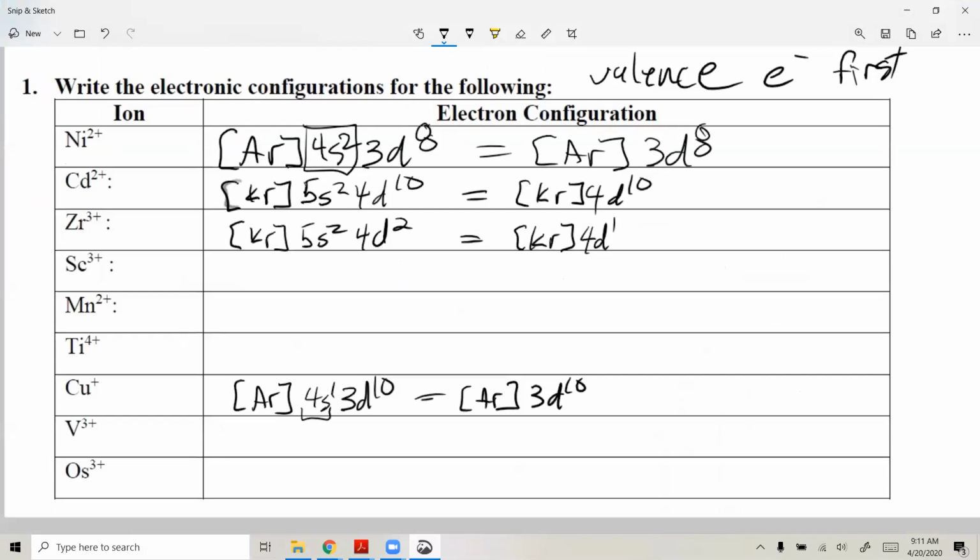So when we're filling the rest of these in, our scandium really just ends up looking like argon. Manganese ends up looking like argon, but it's got 1, 2, 3, 4, 5. Titanium is back to our argon.